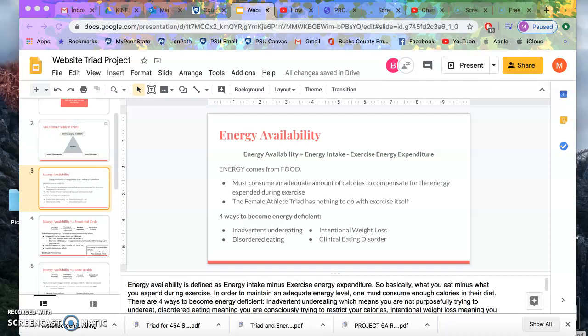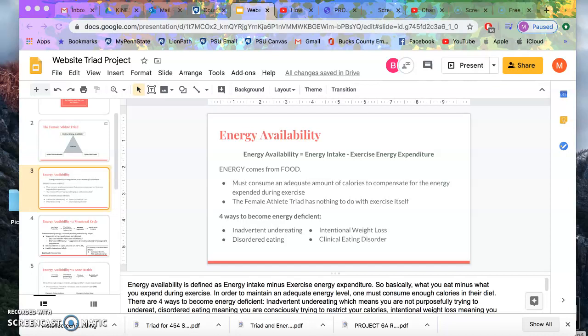There are 4 ways to become energy deficient. Inadvertent undereating, which means you are not purposefully trying to undereat. Disordered eating, meaning you are consciously trying to restrict your calories. Intentional weight loss, meaning you are trying to lose weight and have no mental health side effects. Or you have a clinical eating disorder like anorexia or bulimia nervosa.